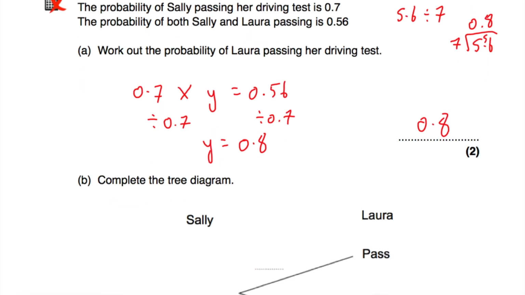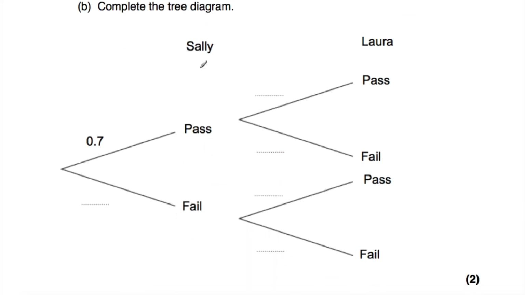Okay, next, part B. Part B says complete the tree diagram. So the probability of Sally passing is 0.7. The probability of her failing then will be 0.3. Remember, they have to add together to be 1. And in terms of Laura, the probability of her passing was 0.8. The probability of her failing is 0.2. Passing is 0.8 and failing is 0.2.